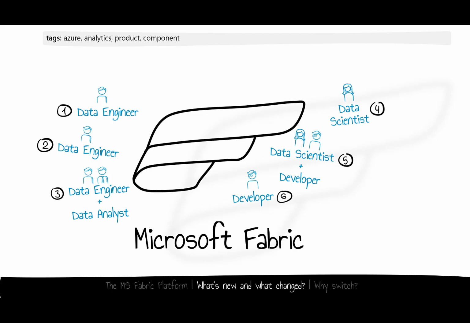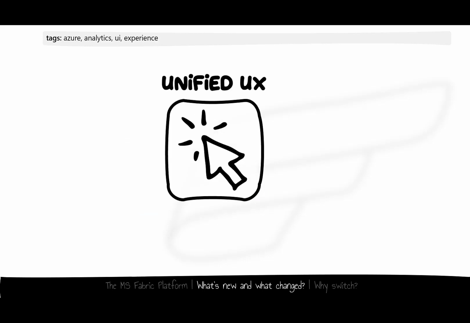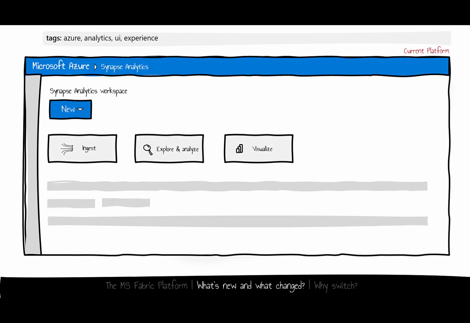Each of the roles and personas can be linearly illustrated in a data science workflow diagram on your screen, comprising the steps ingest, stage, tame or consume, and serve. The unified user experience is one thing that should definitely be talked about when discussing the new Microsoft Fabric. If you look at the current Azure Synapse workspace on your screen right now, it comprises just a few buttons. You can click the New button to create new artifacts for Synapse Analytics.